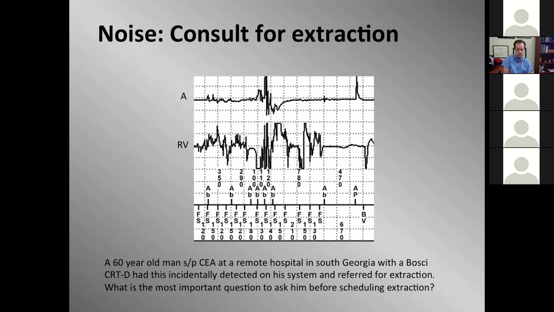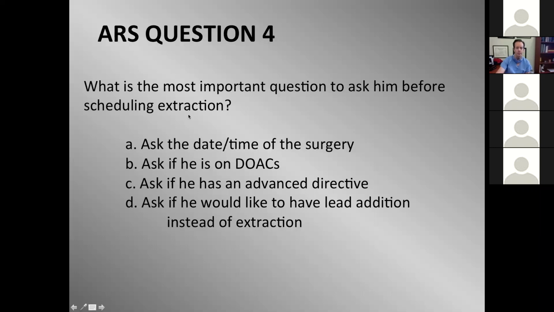And the question that I pose is, what's the most important question to ask him before scheduling an extraction? You ask the date and time of the CEA surgery that he just had. You ask if he's on DOACs. You ask if he has an advanced directive, or you ask if he'd like to have a lead addition, a pace sense addition instead of extraction.